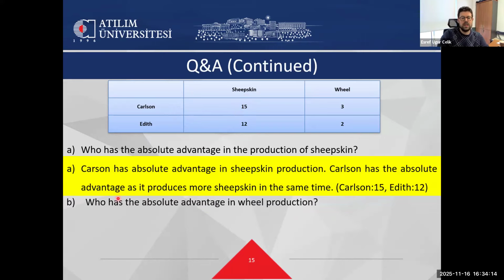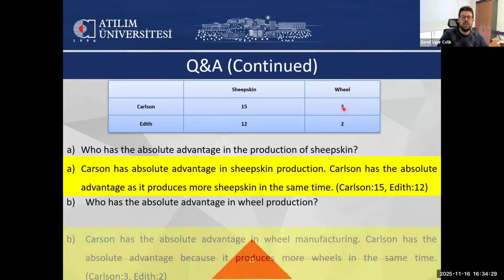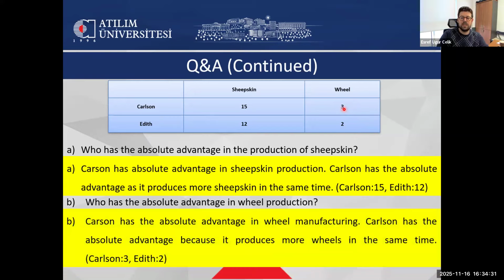The second question is, which producer has an absolute advantage in wool? Carson for wool production 3, Edith 2. Again, as you see, Carson produced more than Edith for the wool production, so Carson has an absolute advantage for the wool.